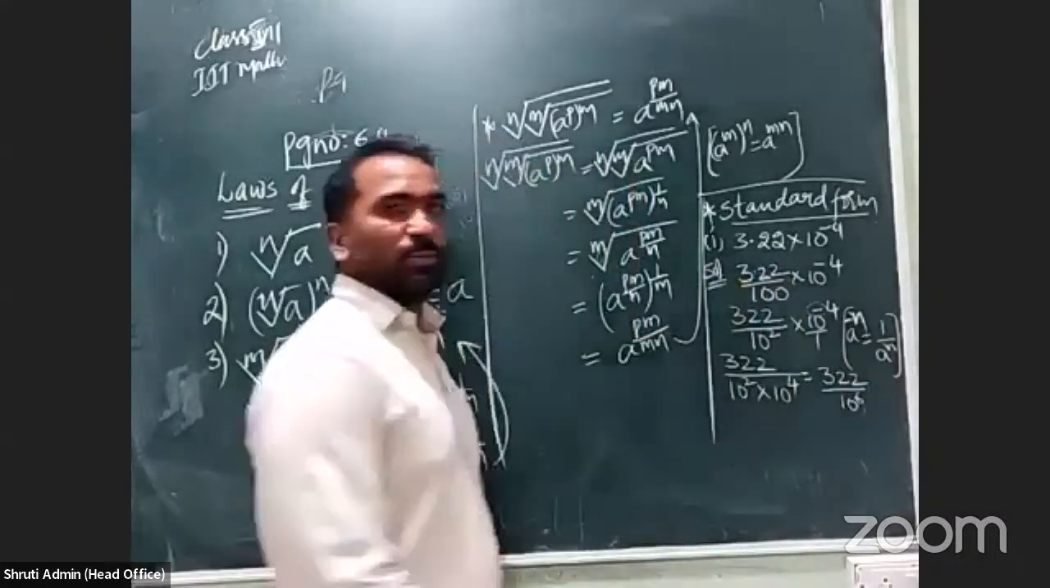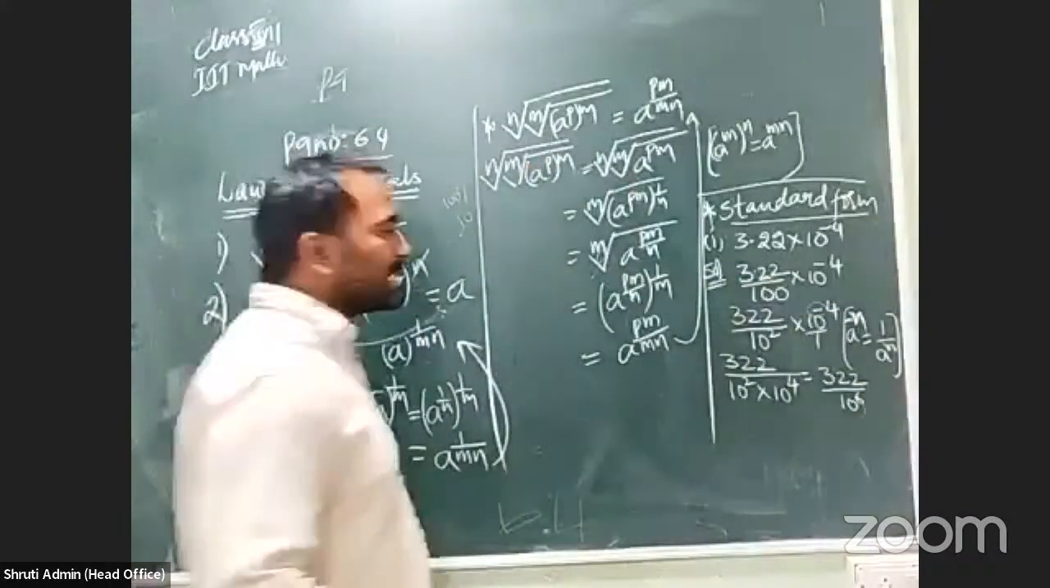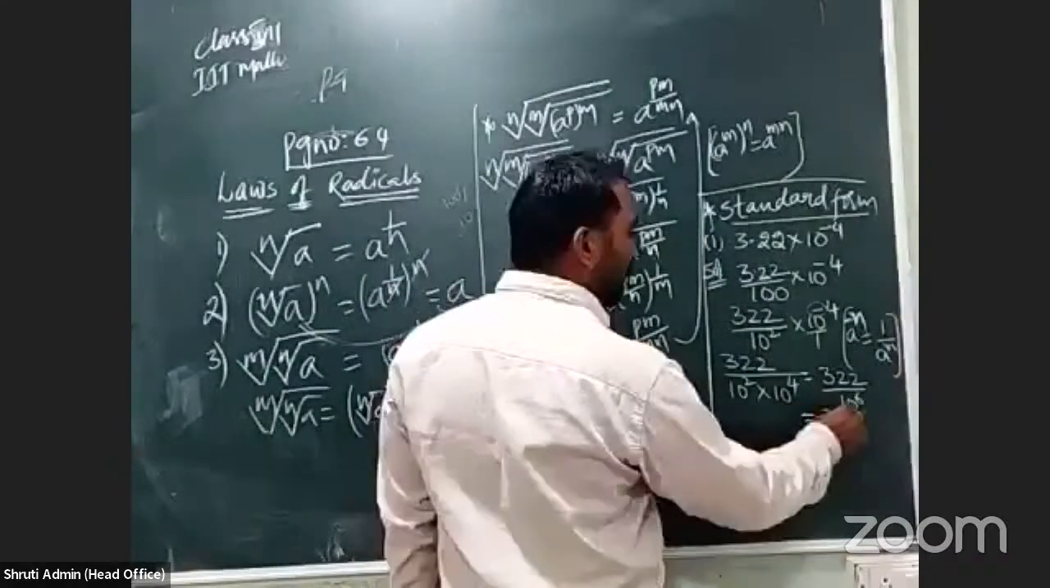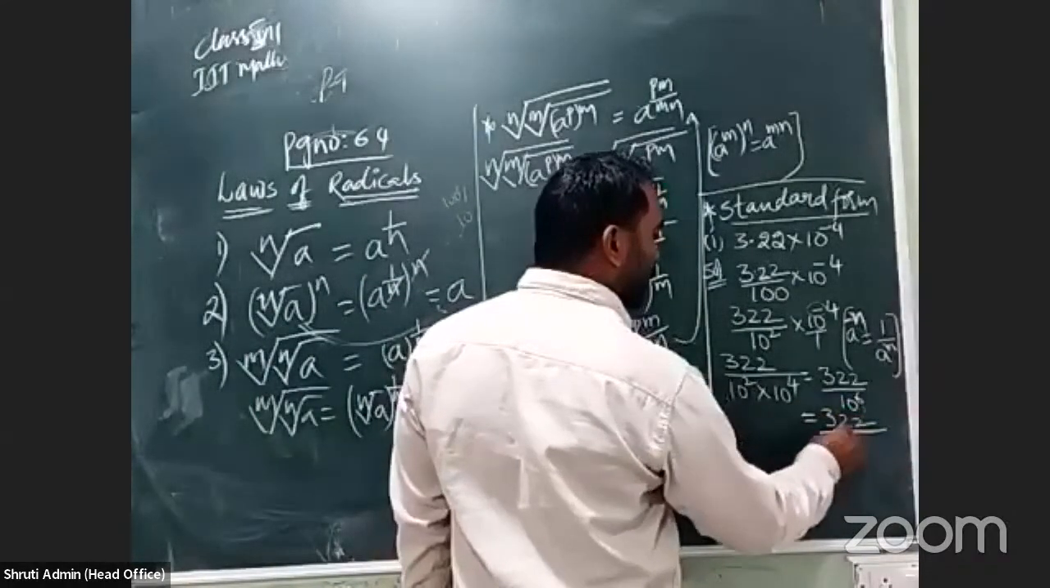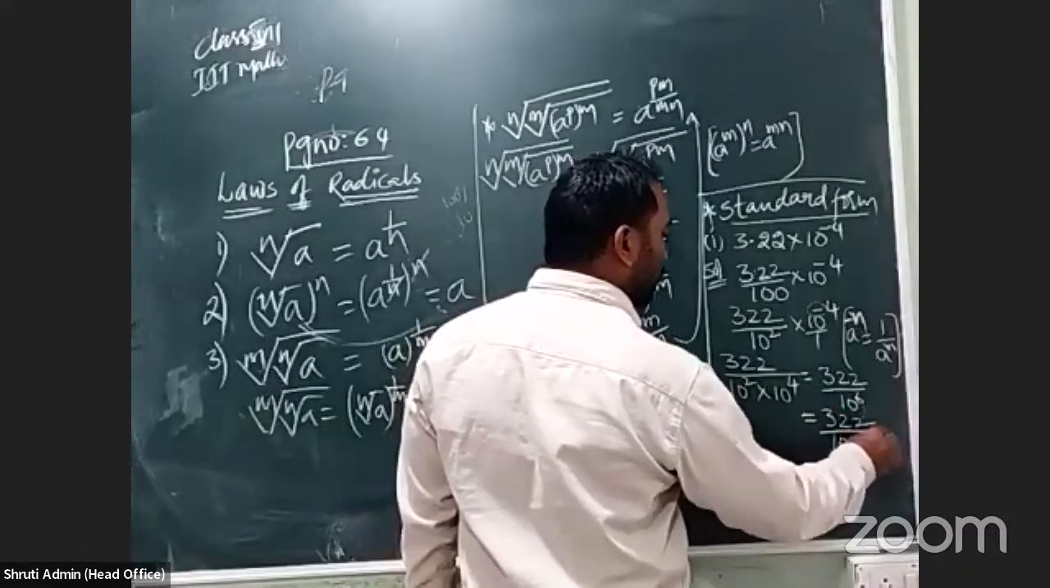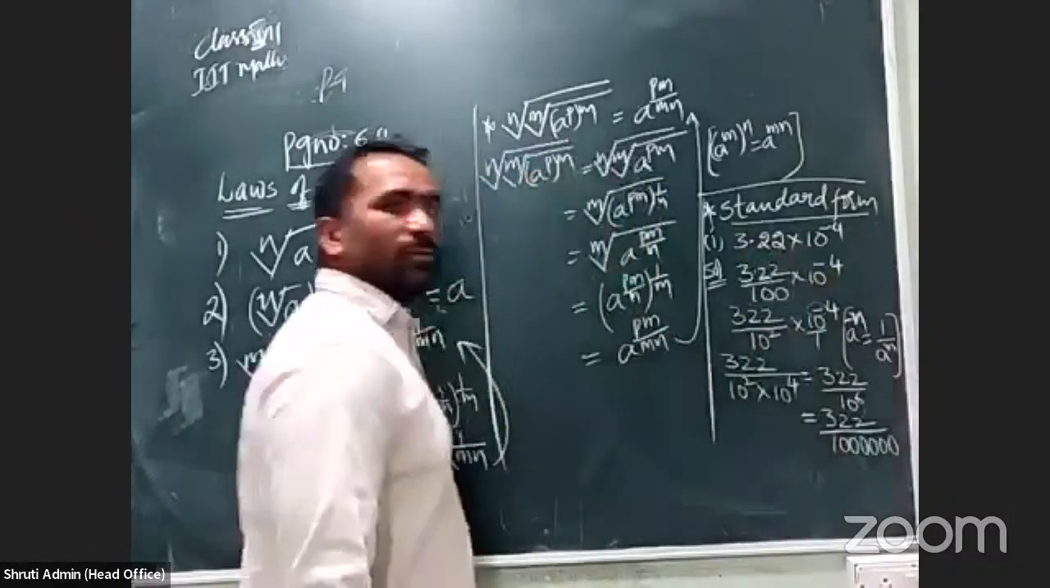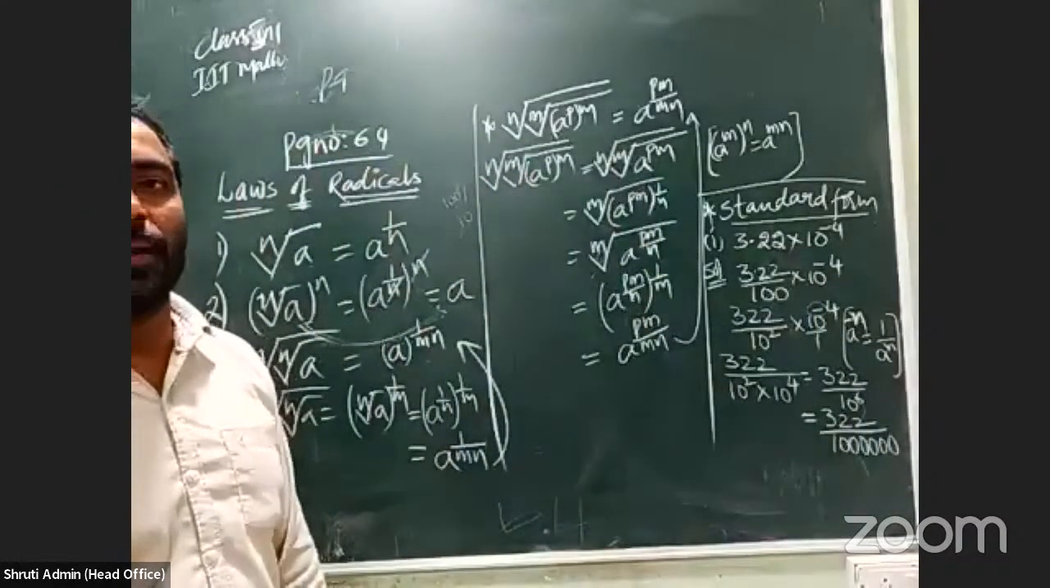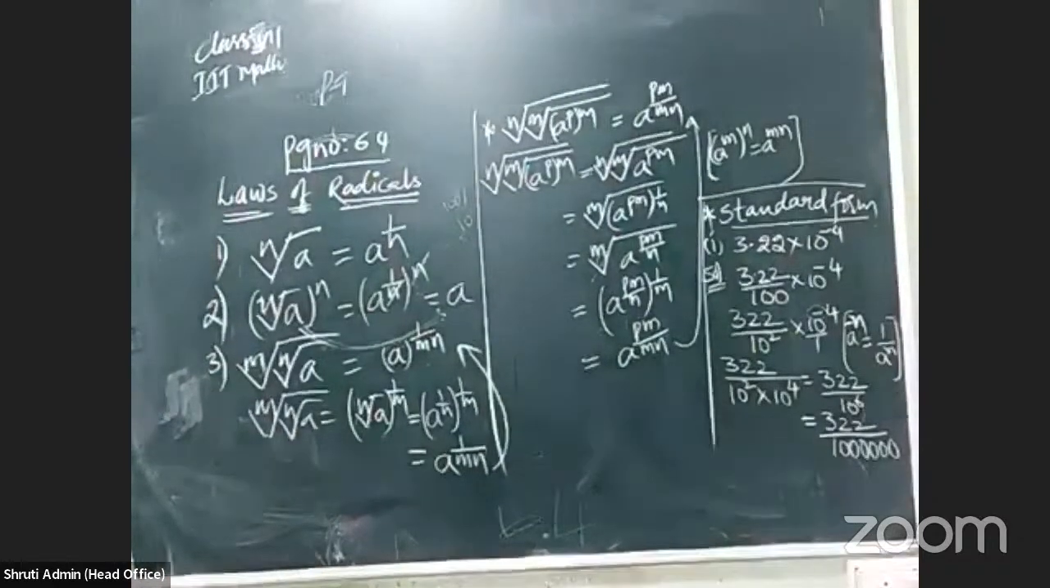10 power 6 means what? 10 power 6 means you have to take 6 zeros. 322 by 1, 2, 3, 4, 5, 6. You have to take 6 zeros. 322 by 6 zeros.